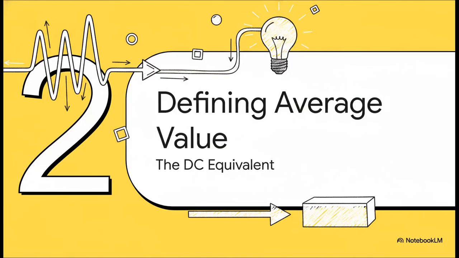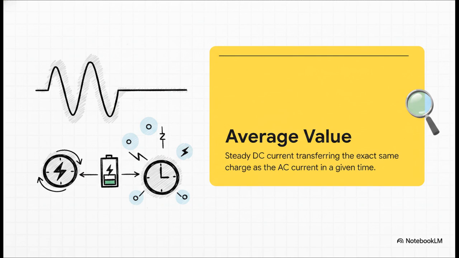Section 2. Defining the average value. So now that we've got a handle on the practical utility and the heavy lifting that RMS does in the real world, let's pivot a bit. Let's explore the conceptual foundation of our other crucial metric, the average value. To really wrap our heads around what the average value of an AC wave is, we need to compare it to something we intuitively understand perfectly, which is direct current, or DC.